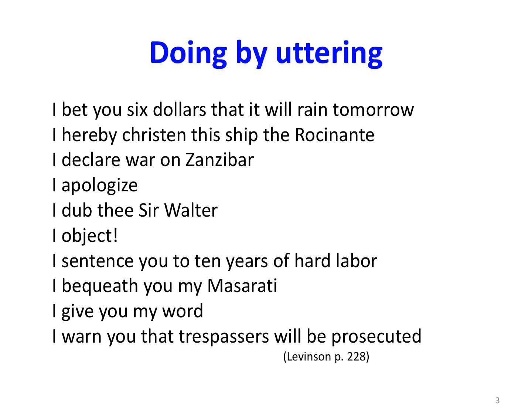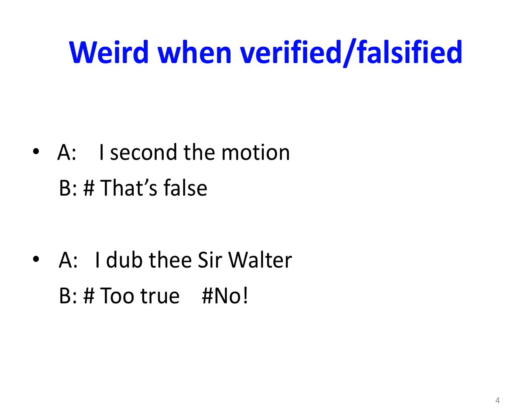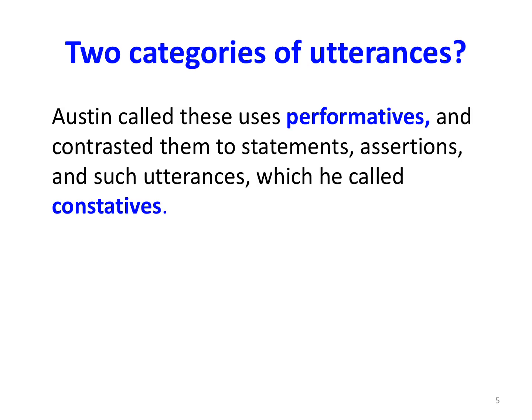Further, you cannot assess such utterances as true or false, as we see on the next slide. Here it would be marked with a pound sign to show that somebody could object to this by saying, oh, that's false, or no, that's not the case that you did this. Austin called these uses, like I promise and I dub, performatives, and contrasted them with statements, assertions, and utterances like those, which he called constatives.